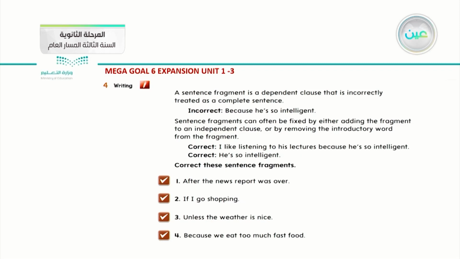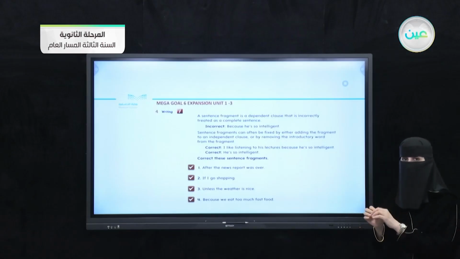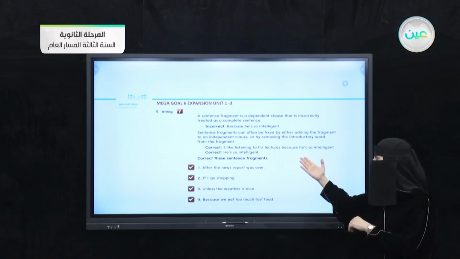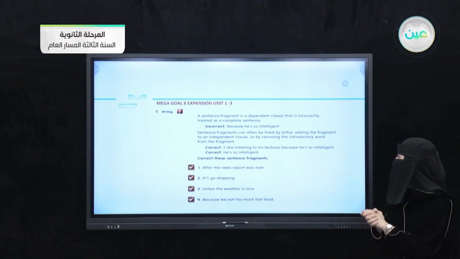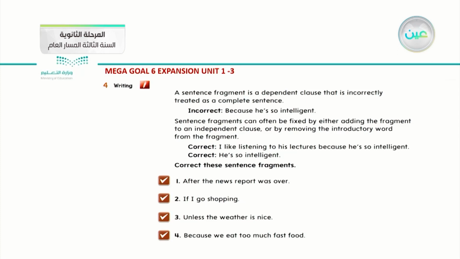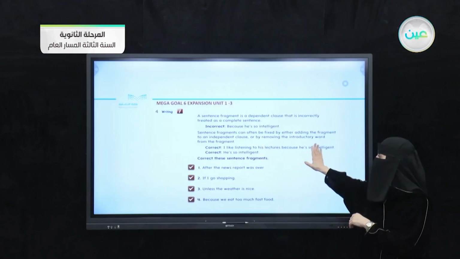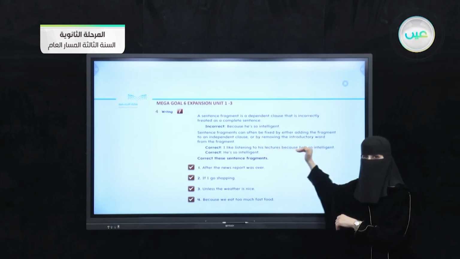Number 1, correct. I like listening to his lecture because he is so intelligent. So this is the correct one, which means that I join this fragment inside a complete clause. I began with like listening to his lecture because. So this is the reason, he is so intelligent. And number 2, correct. He is so intelligent. So by these two ways, I can say he is so intelligent without mentioning the reason, or I can put the reason with a complete statement.